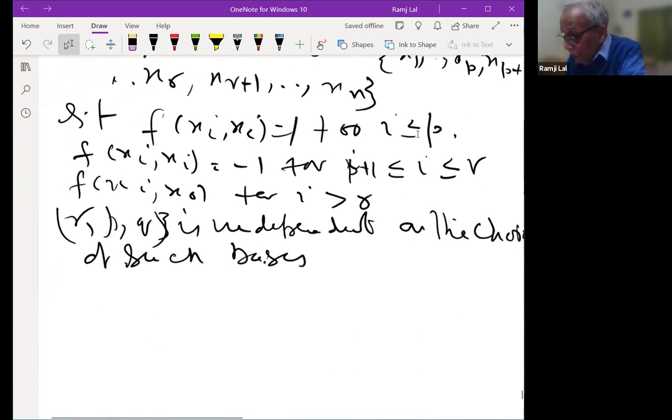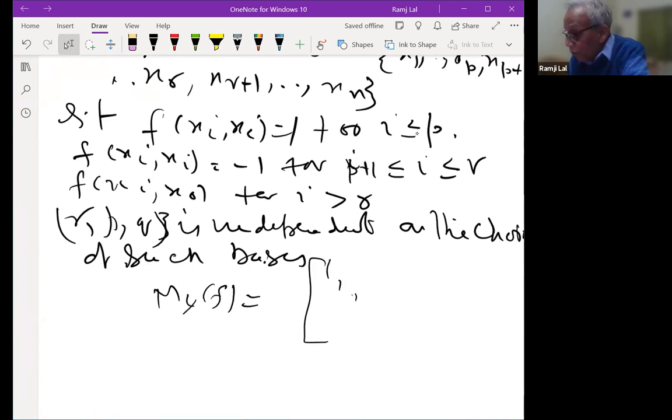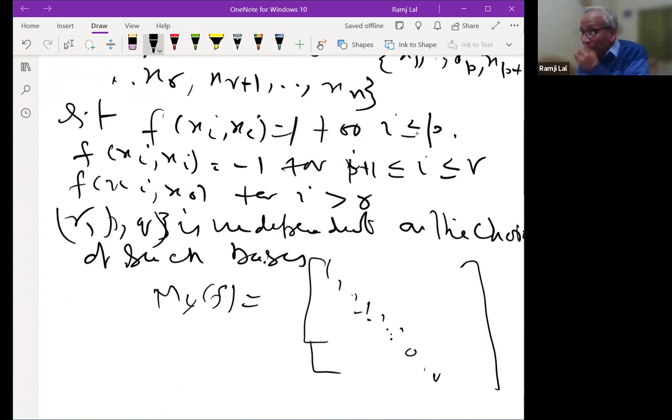So in other words, the matrix representation of F here is 1, 1, 1 positive, then -1, -1, -1 Q times, and then 0, 0, 0. And then this P and Q are invariants of that bilinear form. So that is the theorem which we wish to prove. And P, Q, R are invariant.